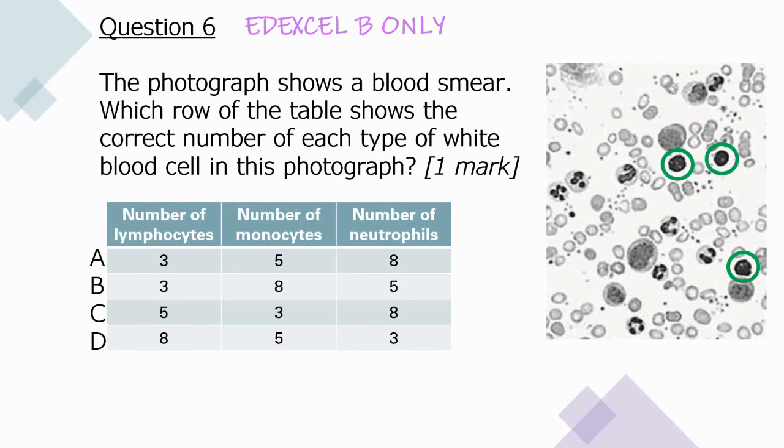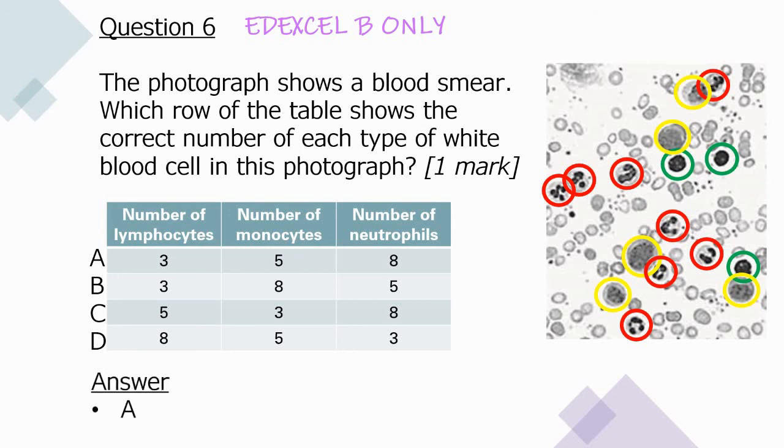We've then got 5 monocytes. We can identify these as monocytes because these are larger cells within this picture, and they can also have kidney-shaped nuclei or larger nuclei, as we can see. We then have 8 neutrophils. So neutrophils have a lobed nucleus. It can be disjointed into 3 or 5 parts, which a lot of these are. So therefore our answer is A.